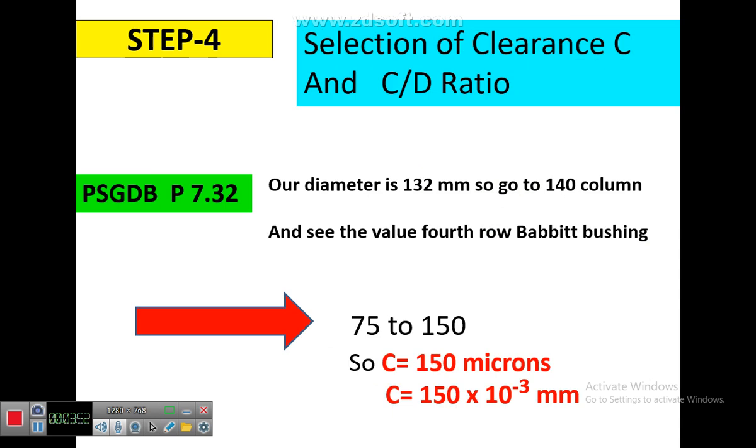Then step 4, selection of clearance, that is C and the C by D ratio. Going to page number 7.32, for the outer diameter 132 mm, we go to column number 1, that is the 140 column, and we can take some value, that is 75 to 150. Here the values are in microns, so 150 microns means 150 into 10 power minus 3 mm.